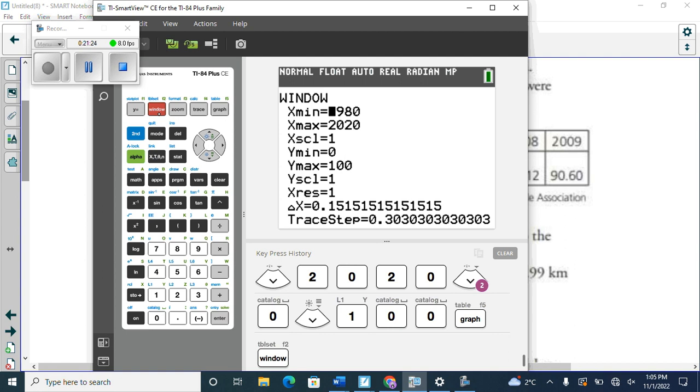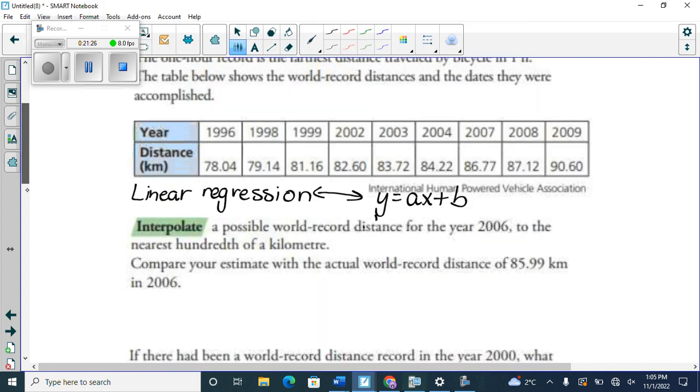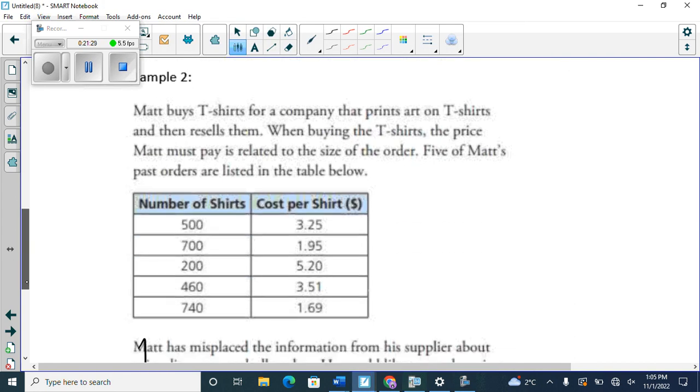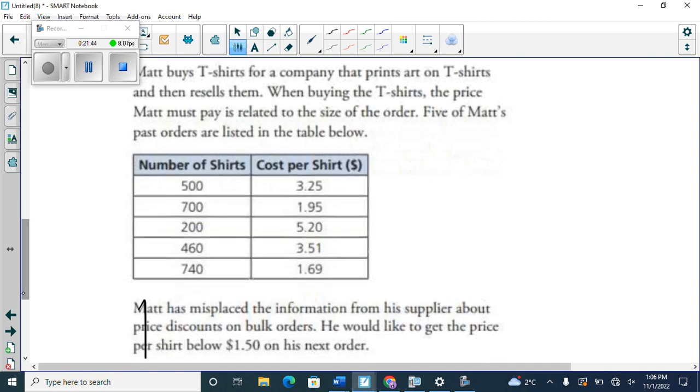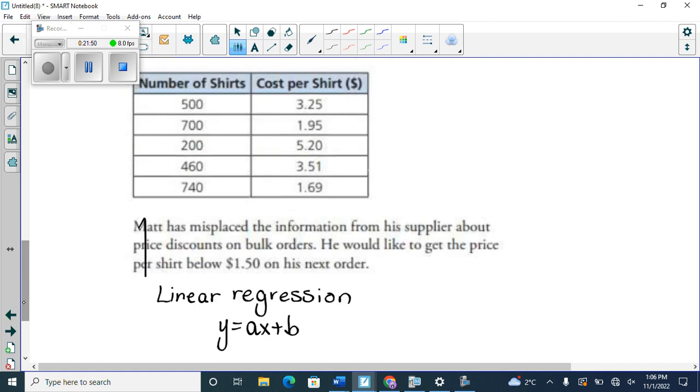Okay? So we're starting again. This one here is example 2. Example 2 is Matt buys t-shirts from a company that prints art on t-shirts and then resells them. When buying the t-shirts, the price Matt must pay is related to the size of the order. The larger the order, the less he pays. That's how it always works in the world. The more quantity you buy, the cheaper you can get it for, right? So this is your data. This is your X, the number of shirts. The cost is Y because the cost is dependent on how many shirts you buy. Matt has misplaced the information from his supplier about price discounts on bulk orders. He would like to know how much he's going to have to buy to get it below 150. That's actually a question we're going to get to tomorrow. I don't care about that question. I just want you to get a linear regression.